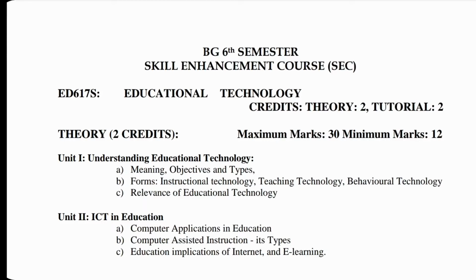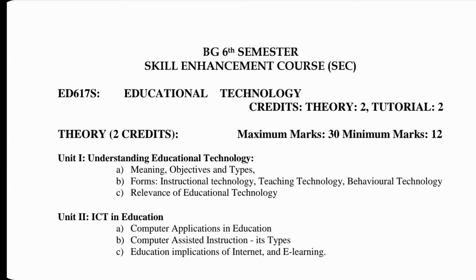In this video, I am going to share with you the syllabus of BG 6th semester Skill Enhancement course Educational Technology ED 617S. This course consists of 4 credits, 2 theory and 2 tutorial. In theory portion, we have 2 credits. The maximum marks of theory portion is 30 and minimum marks 12.